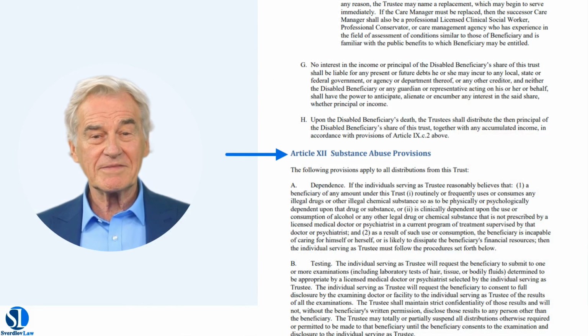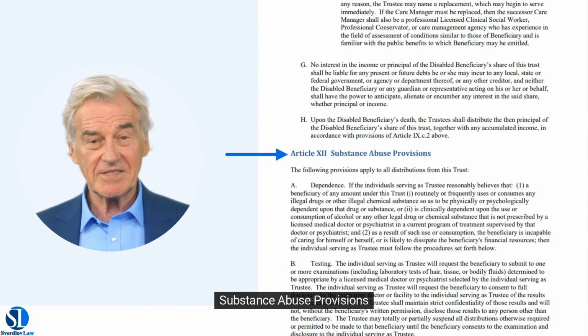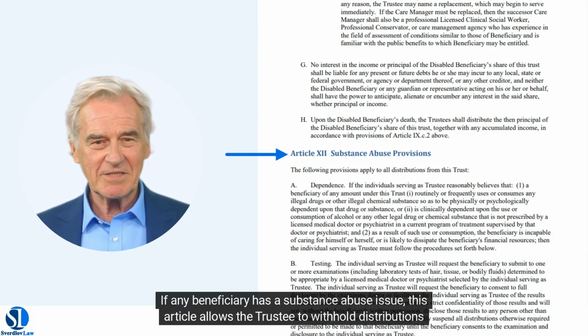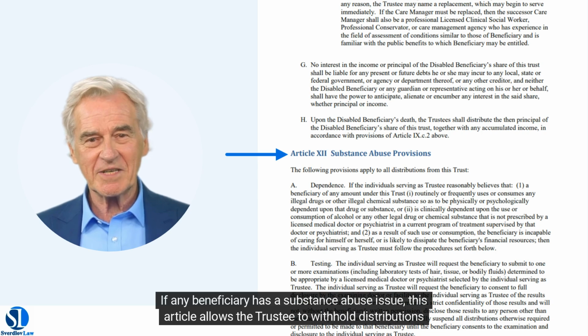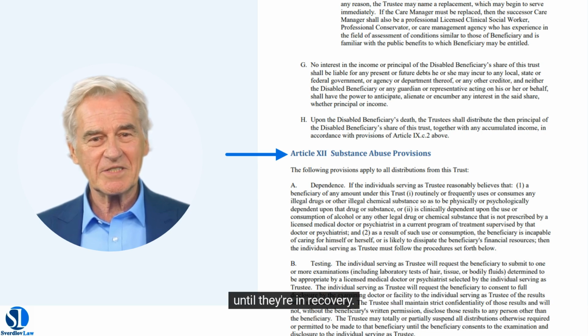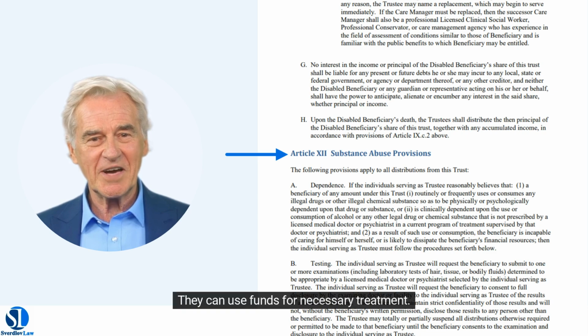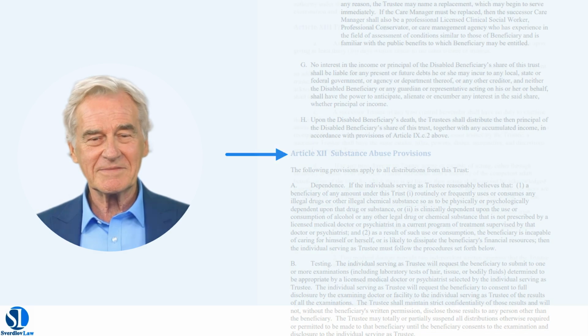Article 12. Substance abuse provisions. If any beneficiary has a substance abuse issue, this article allows the trustee to withhold distributions until they're in recovery. They can use funds for necessary treatment.